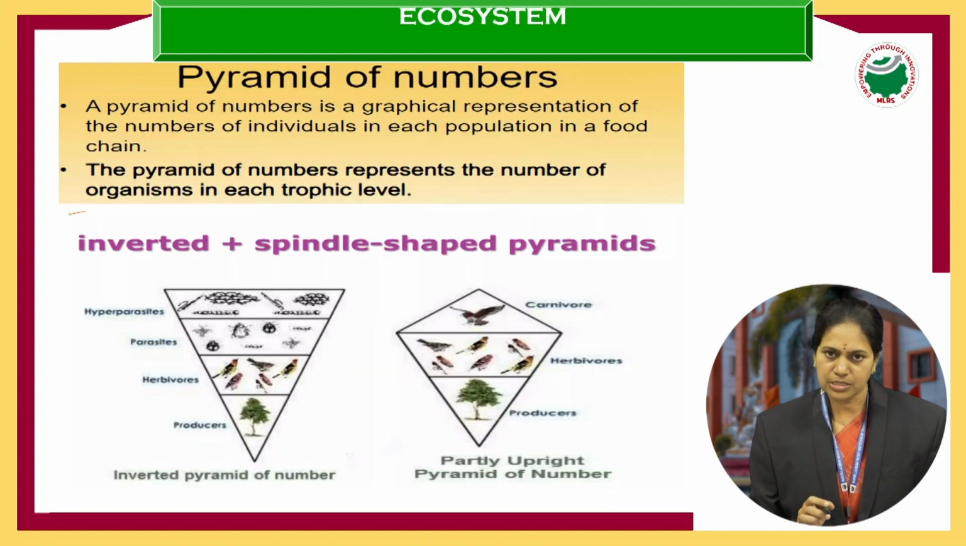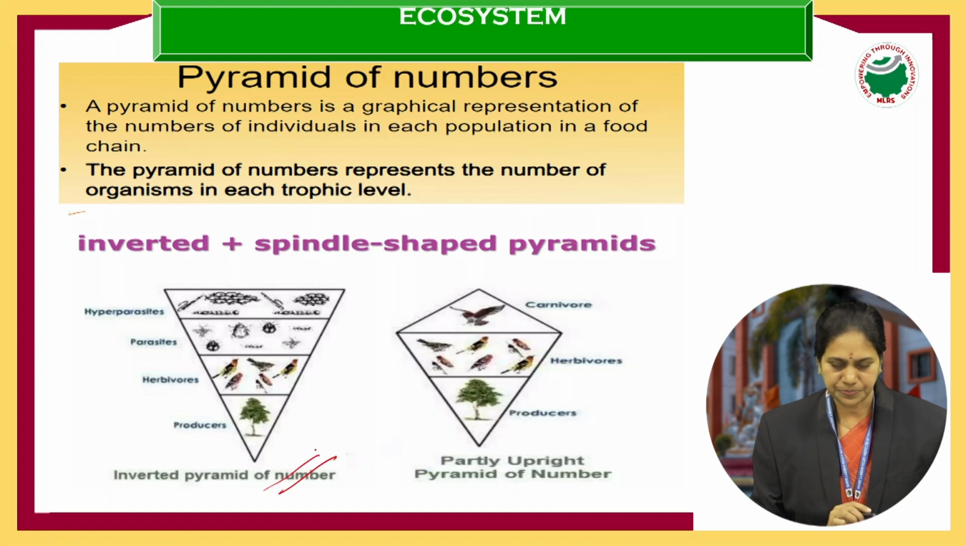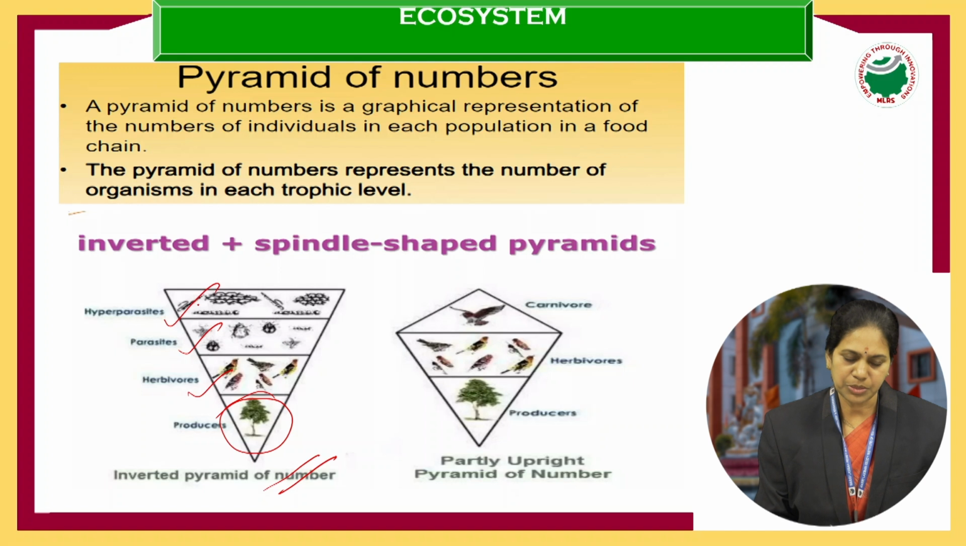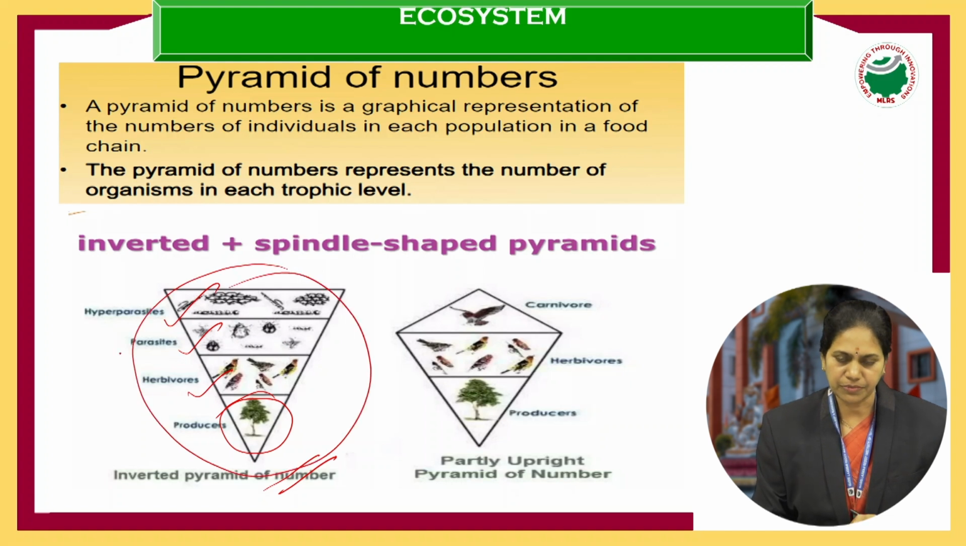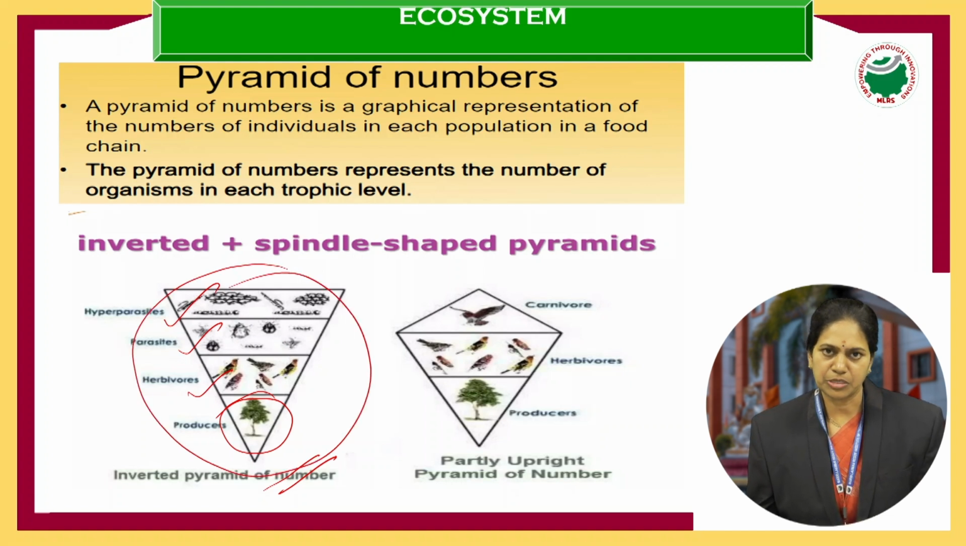Now, in the same pyramid of numbers, there are some deviations. This is called an inverted pyramid. Inverted pyramid because here the producer is only one and the consumers are many. So you can see the producer is only one tree. Next, you have herbivorous birds, which are many, and we have parasites, which are more than the birds. Then we have hyperparasites, which are still more when compared to the parasites. So this kind of ecosystem or this kind of pyramid, we call it an inverted pyramid, where the producer is only one and the consumers are many.